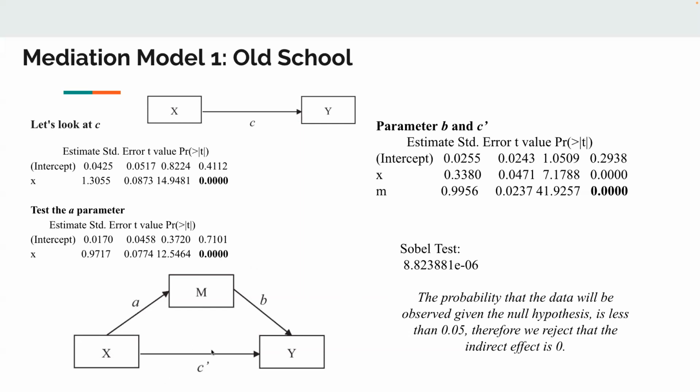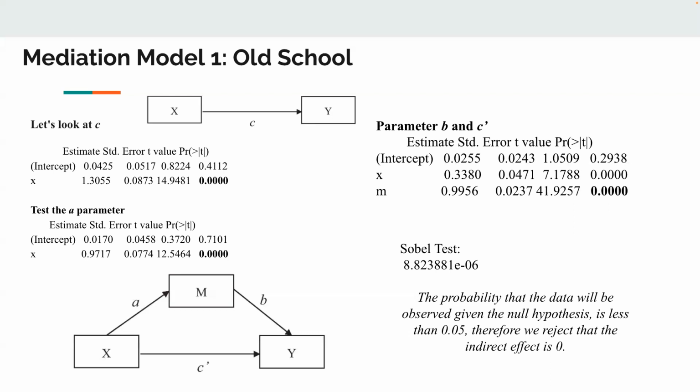And then testing these two pathways over here, B and C prime, we can see that they are both statistically significant as well. So lastly, what I'm going to do is use the Sobel test to determine whether our mediator significantly mediates the relationship between our X and our Y. The test is going to calculate the Z-score of the indirect effect, and then it uses the Z-score to calculate the p-value of the indirect effect.